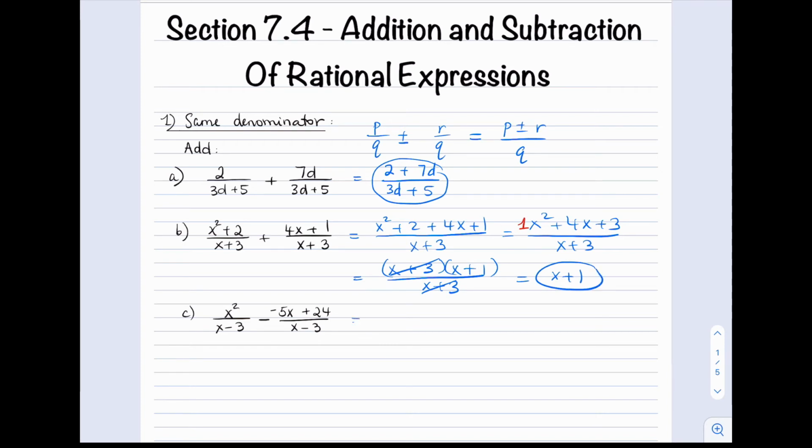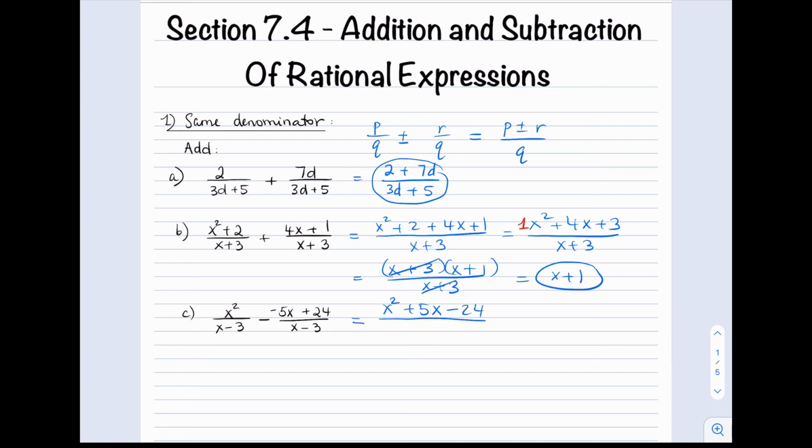One more example. This time we are subtracting. So we are just going to subtract the numerator here. We have x squared, and then minus a negative 5x. So that will become plus 5x. And then minus a positive 24. So that's going to become negative 24.